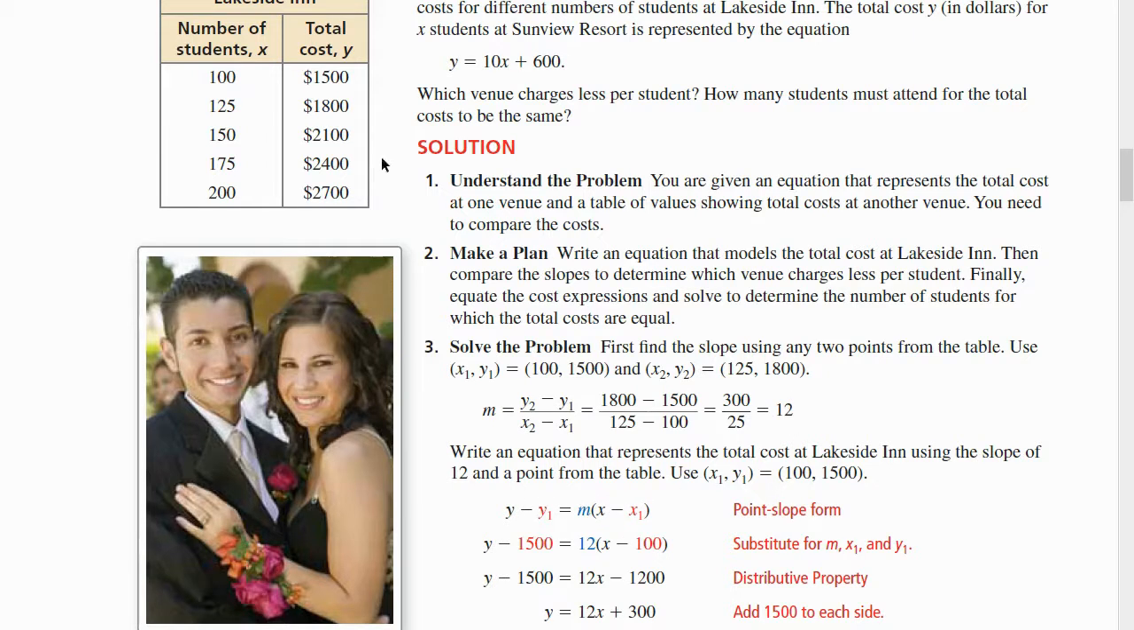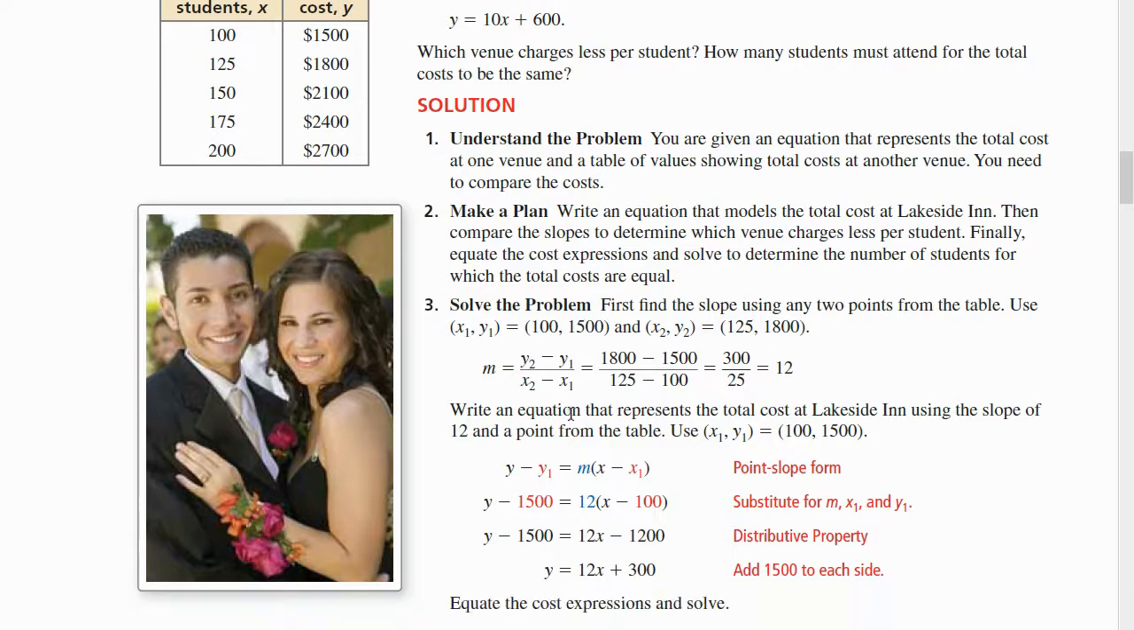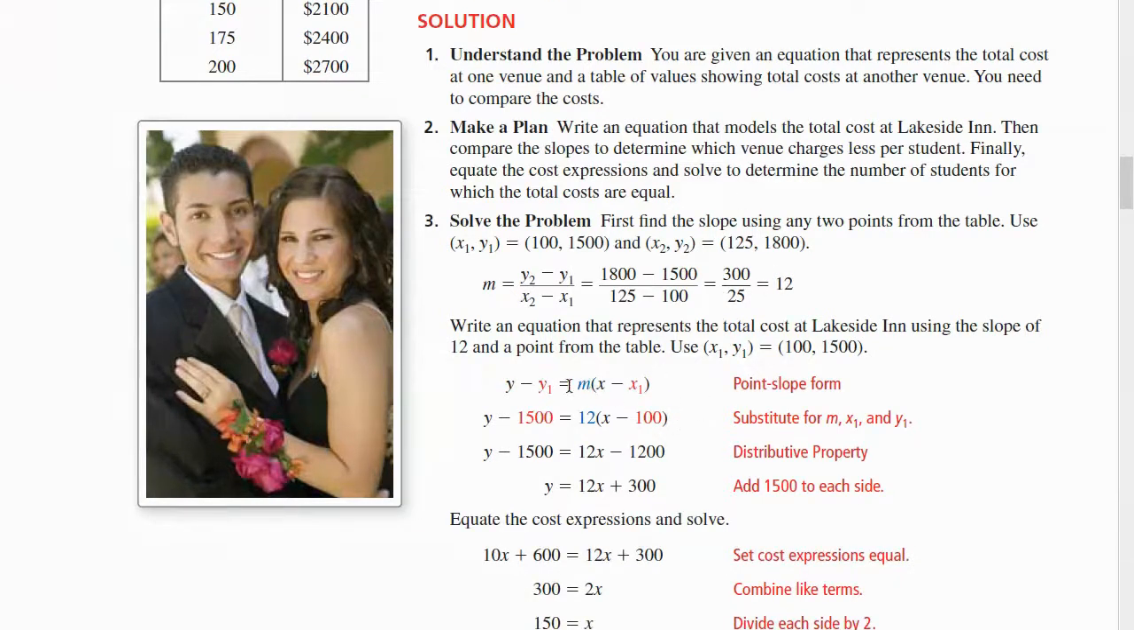I just need one other point. It doesn't matter actually which of these you choose. They chose to use the first one. So here we go. I know my m is 12, and if I use 100 and 1,500 respectively, x minus 100, y minus 1,500, what I can now do is solve this.